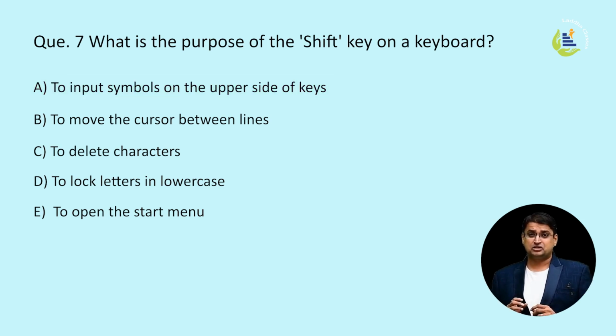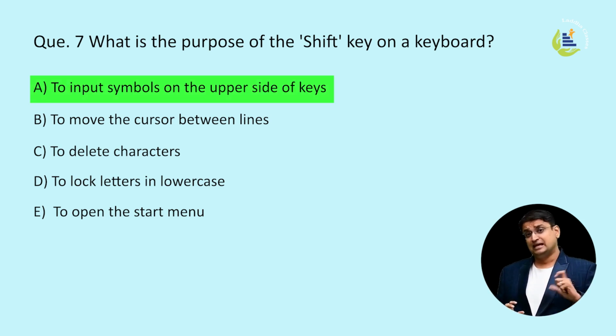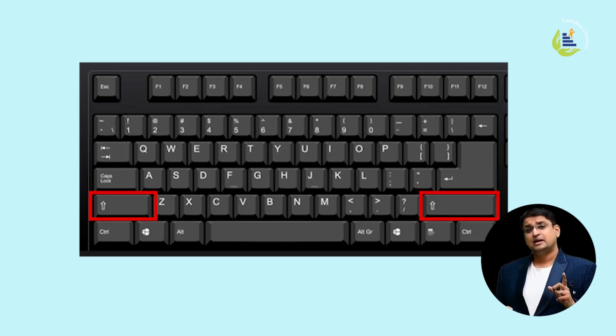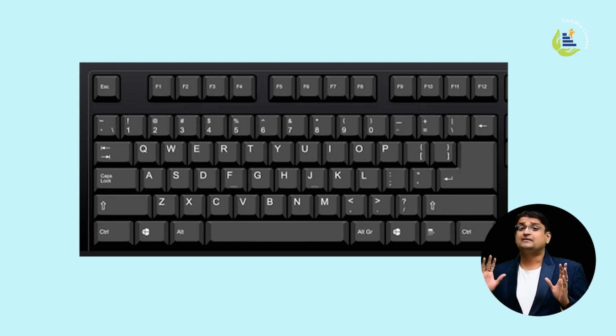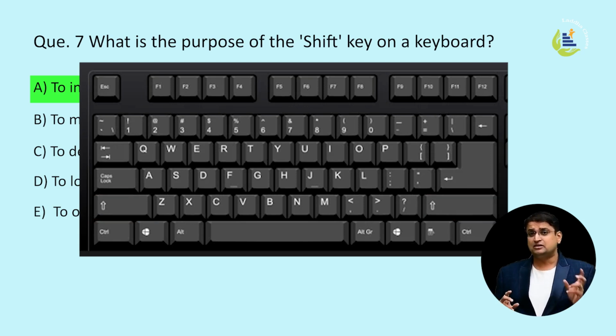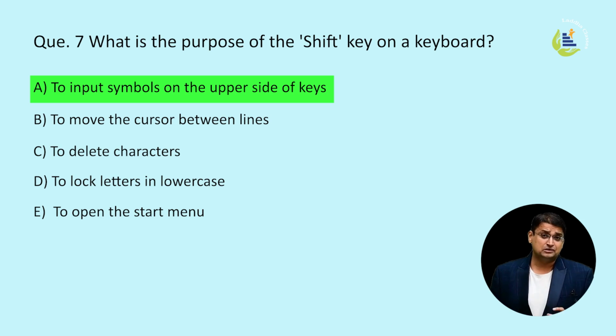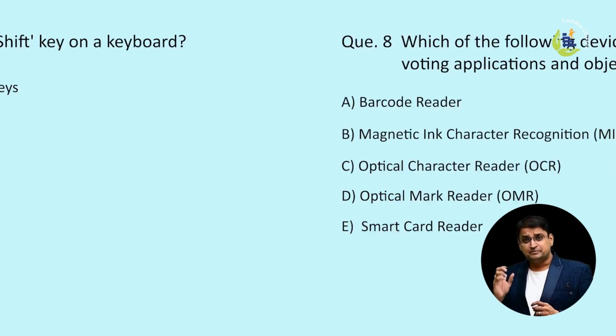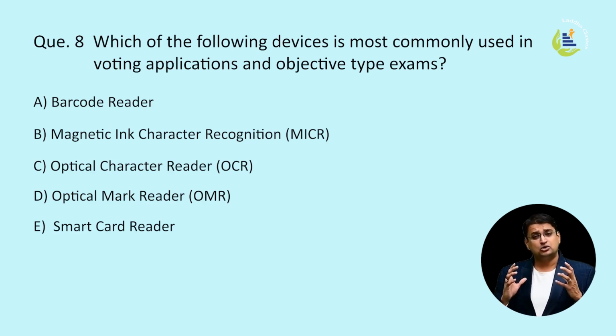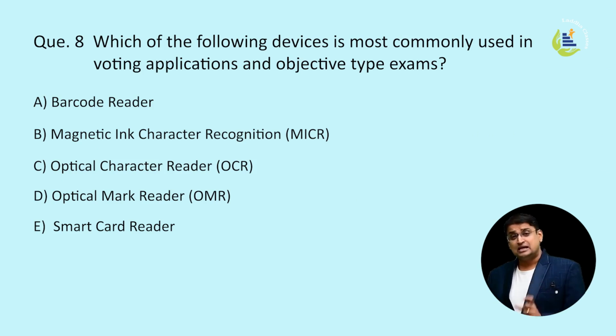Because the shift key is used for capital letters and accessing the symbols above the numbers and letters. The other options refer to functions performed by other keys like the caps lock, enter, or backspace keys, not the shift key.